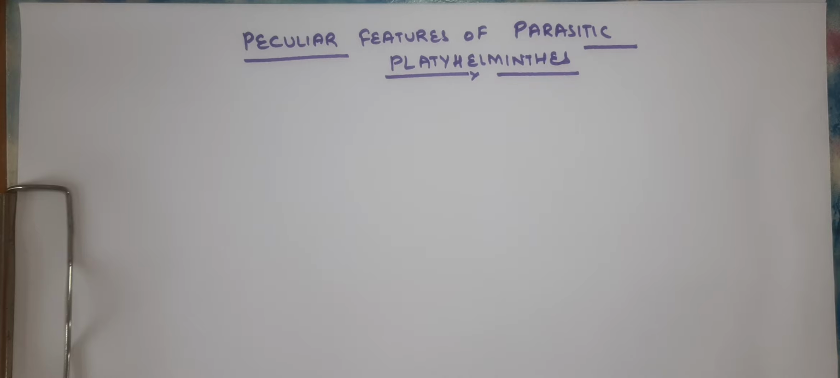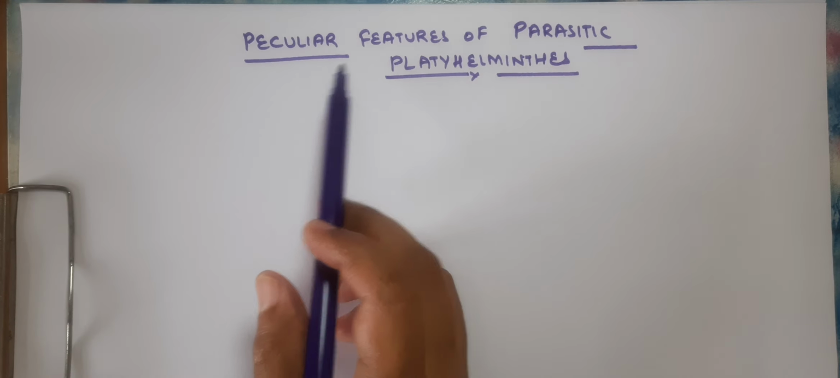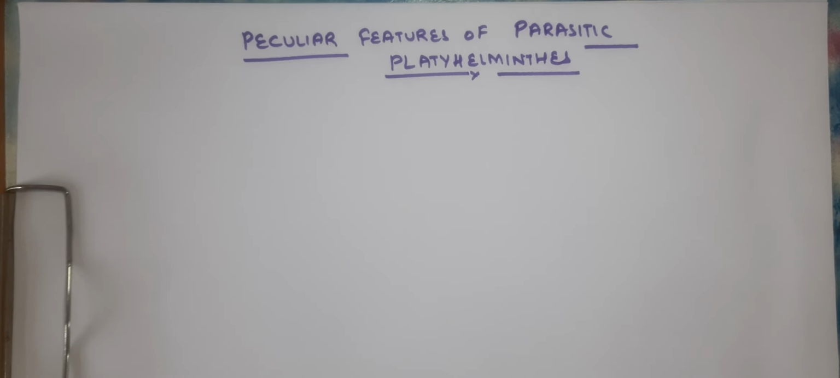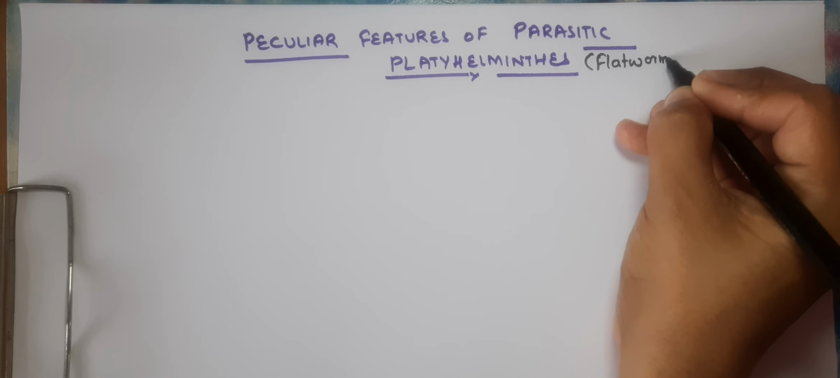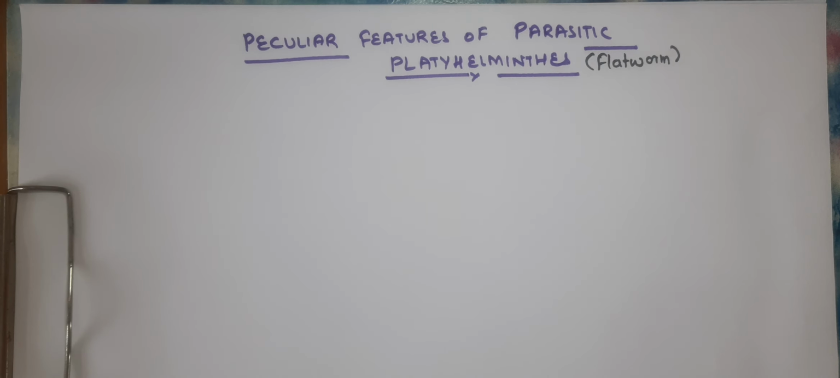Back to the new video, and you can see today we are going to talk about the peculiar features of the parasitic platyhelminths. Okay, so the parasitic platyhelminths, an example includes the flatworms. They will exhibit several peculiar adaptations. Okay, so why do they exhibit these peculiar adaptations? In order to thrive as parasites. Okay, so this will often occur at the expense of their host. Okay, so I will talk about the peculiar features one by one.